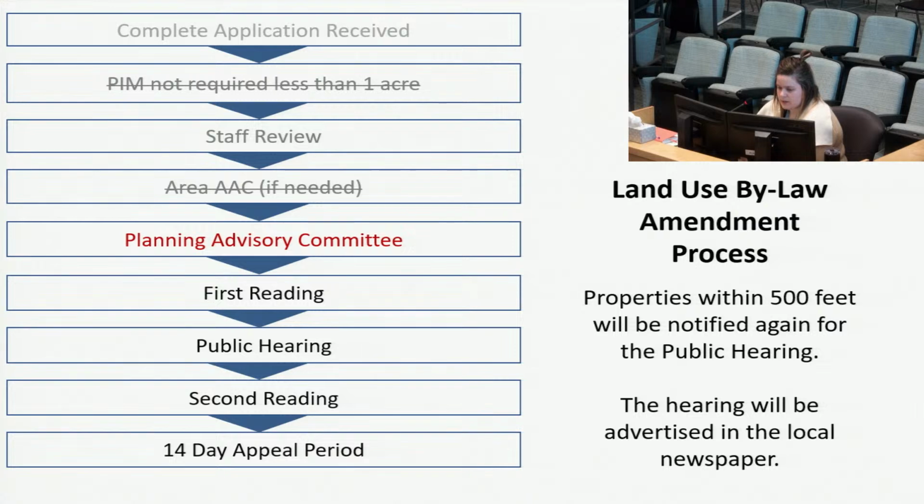So this is where we're at in terms of the amendment process. A public information meeting was held on the 29th of February 2024 in council chambers. Right now we're at the Planning Advisory Committee stage, and should this application go through to a public hearing, notification letters will be sent out to the properties within 500 feet of the subject site, and the public hearing will be advertised in the local newspaper as well.